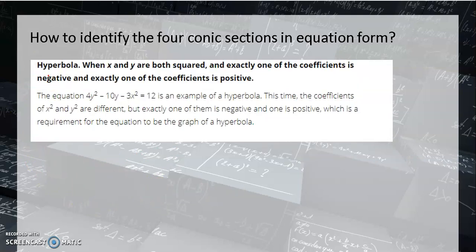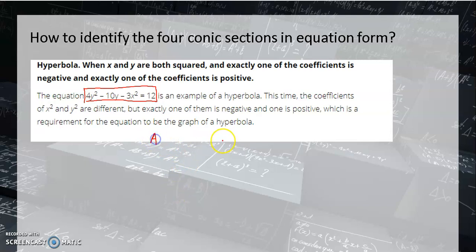And lastly, the hyperbola. This is when x and y are both squared and exactly one of the coefficients is negative and exactly one of the coefficients is positive. The equation y squared minus 10y minus 3x squared is equal to 12 is an example of a hyperbola. This time, the coefficients of x squared and y squared are different, but exactly one of them is negative and one is positive, which is a requirement for the equation to be the graph of a hyperbola.